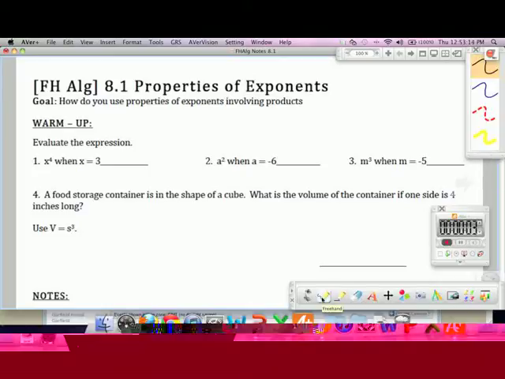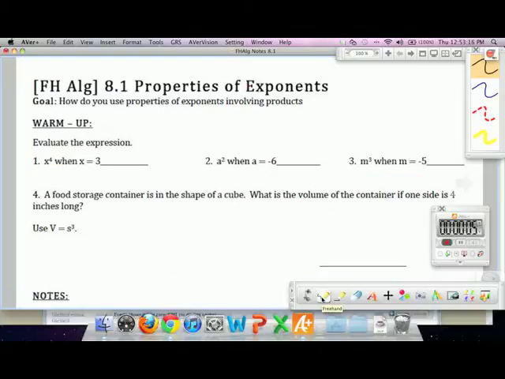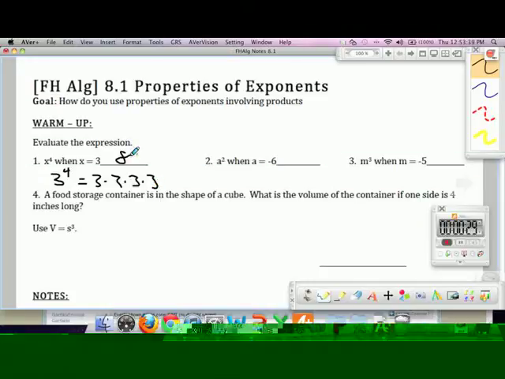Let's see, warm up. x to the fourth when x is 3. That's saying figure out what 3 to the fourth is, and hopefully basic exponent rules. An exponent represents how many times you're multiplying this base by itself. So this is saying take 3 and multiply it by itself 4 times. 3 times 3 times 3 times 3. 3 times 3 is 9, times 3 is 27, times 3 is exactly 81.